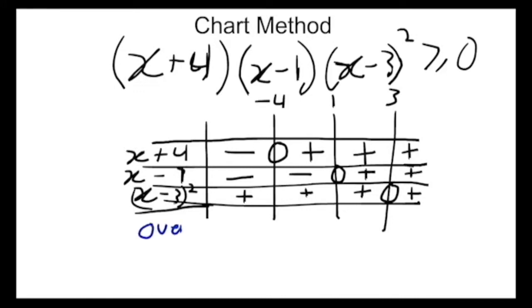Now I'm writing the overall. The overall is the overall sign, and this follows the multiplication rule of integers. So a negative times a negative according to the integer rule will equal a positive. Times that by a positive, I will get a positive, so my overall sign is a plus.